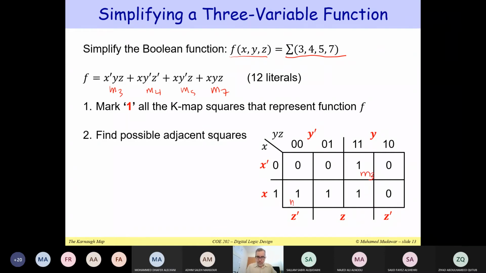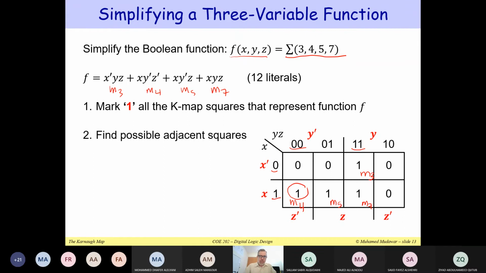This is 4. This is 5. And this is minterm 7. Do you agree? If you cannot really see that, look at the value of x, y, z. So here x equal to 0, y is equal to 1, 1. So we have 0, 1, 1. That must be 3.